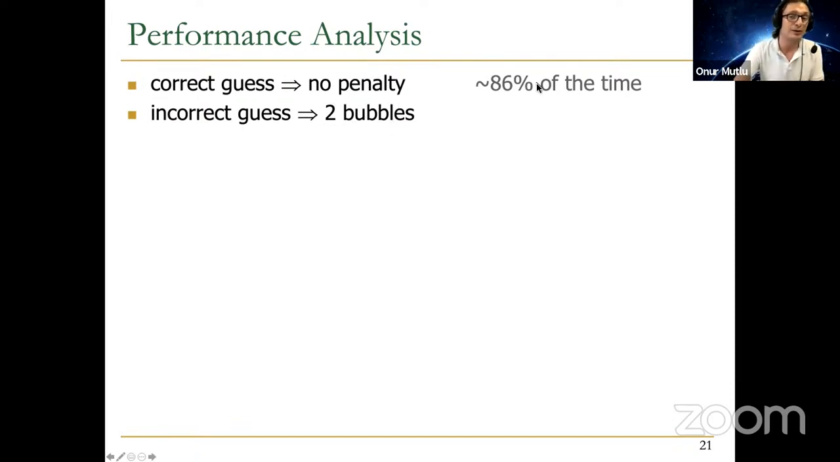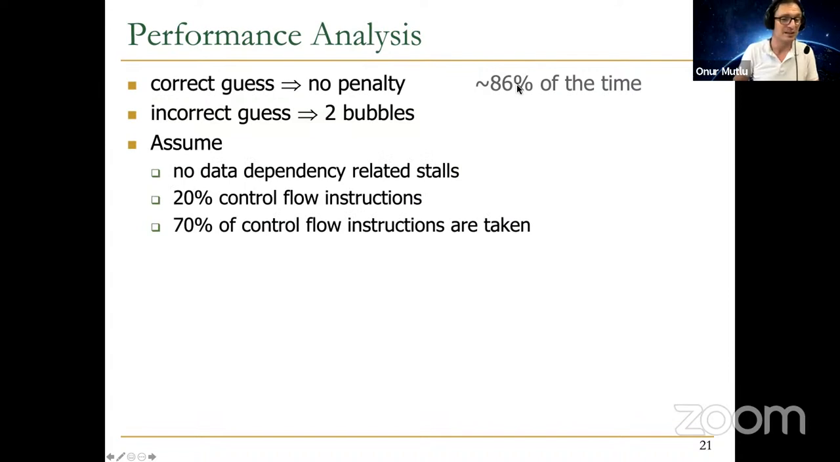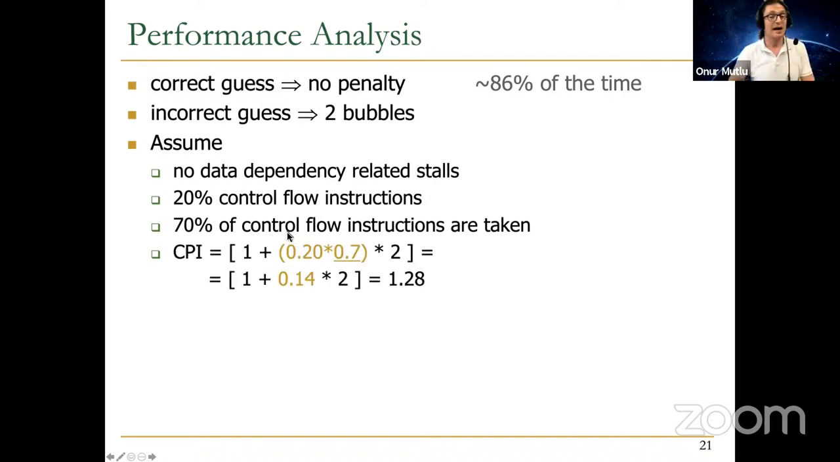Let's assume that our correct guess is 86% of the time. And assume that we don't have data dependency related stalls. 20% of instructions are control flow instructions. 70% of control flow instructions are taken. Now, the cycles per instruction that we get in this very simple analysis, which I'm not going to go into a lot, is this. Essentially, normally, you don't have any penalty, one cycle per instruction, no data dependency related stalls.